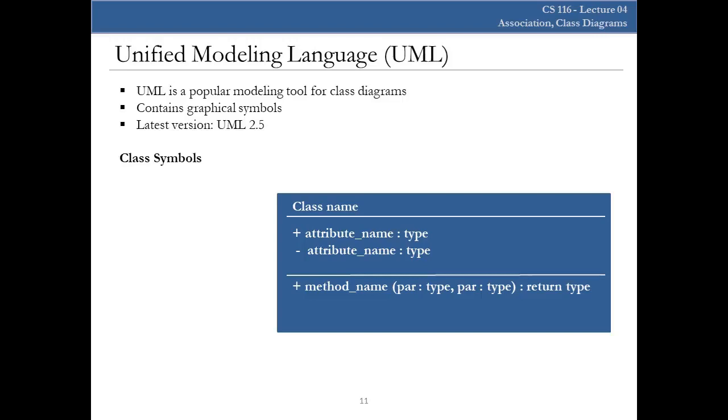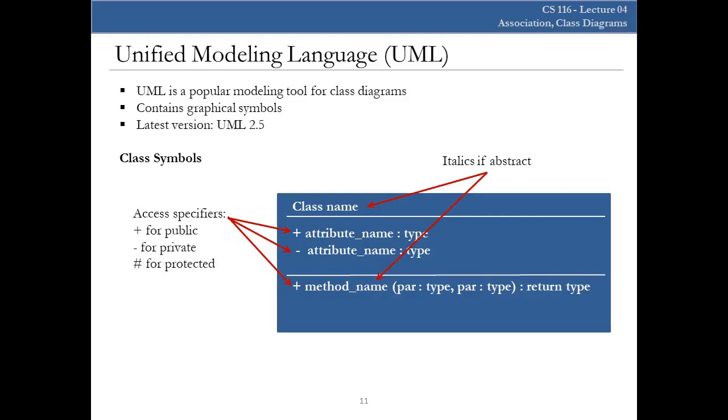Now, apart from this, what else can you do here? You can use italics font if you want to specify an abstract class or an abstract method. We also used this before while studying abstract methods. Now, the thing which is new here is these plus and minus signs. These are actually access specifiers, and they set the privacy of an attribute or a method name. So how do we use them? We use plus for a public attribute, minus for a private attribute, and hash for a protected attribute, right?